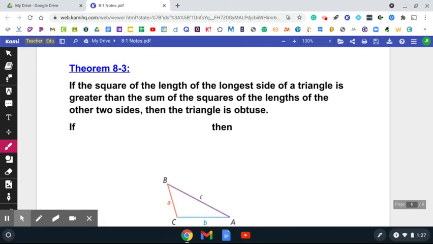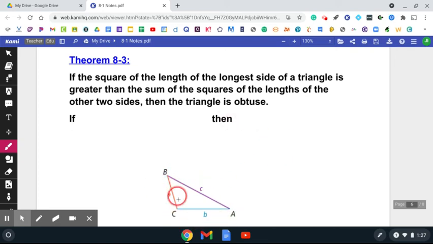So it says, if the square of the length of the longest side is greater than the sum of the squares of the lengths of the other two sides, then the triangle is obtuse. And again, this is what an obtuse triangle looks like. It has an angle in there that's bigger than 90 degrees. So in this case, that's C down there. But essentially, you're still using the Pythagorean theorem, so you're thinking about a squared plus b squared. But when you add those up, they end up being smaller than c squared. And if that's true, what it tells you about your triangle is that you have an obtuse triangle and one of the angles is really large.